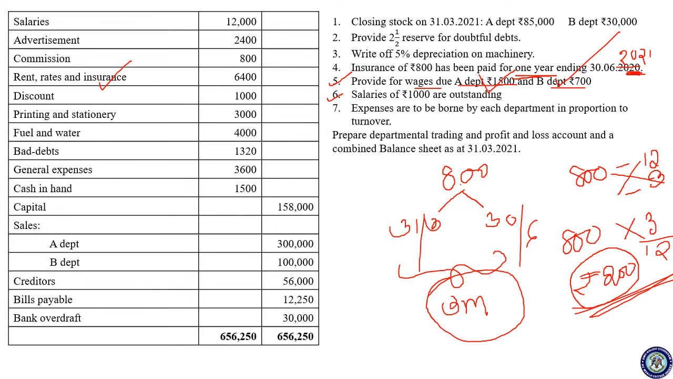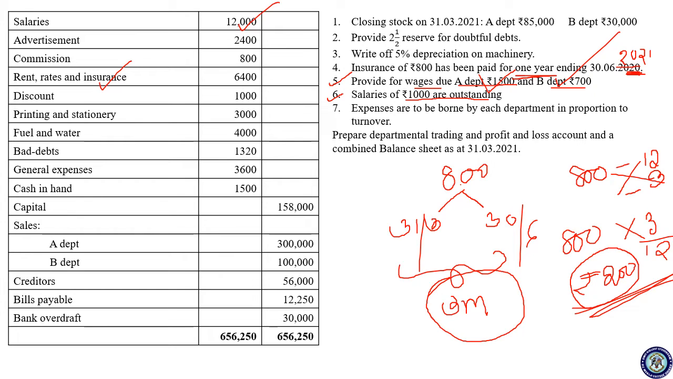See point number 6, here the total value of outstanding is given. So first you have to add this 1000 to this figure, that is 12,000 plus 1000, then you have to apportion. If the total is given, you add to the total, then you apportion. If apportionment is given, first you apportion the original wages, then you add the wages. Okay. Now this is very important.